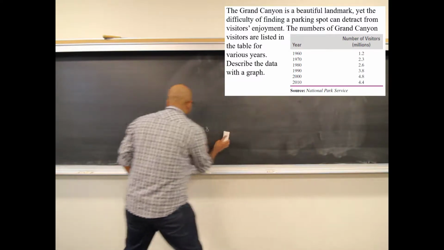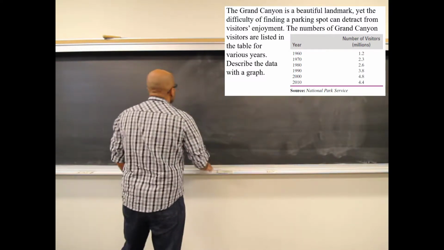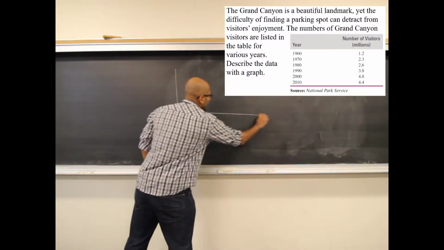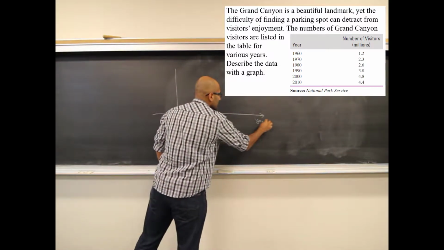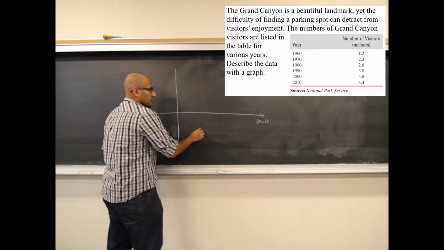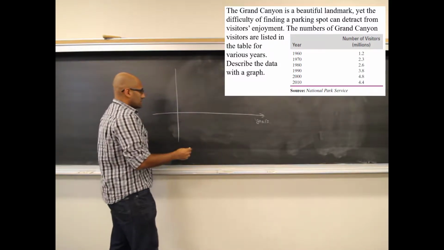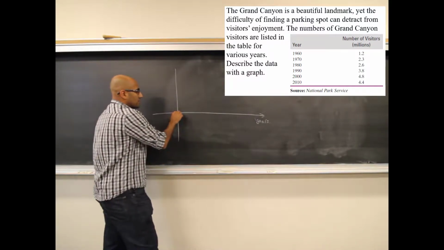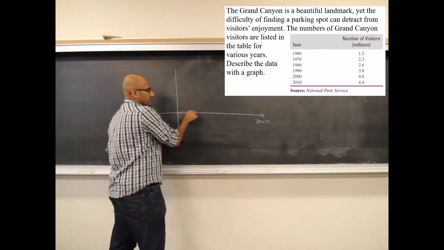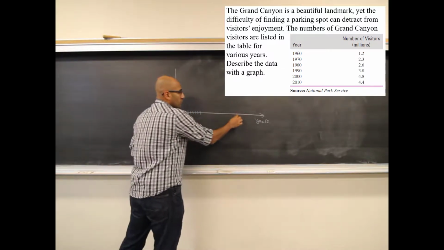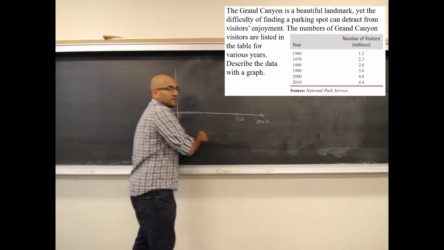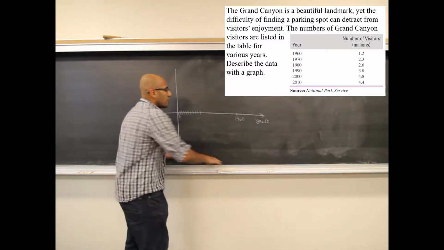Because if we leave it the way it is, we run into some issues. How are we going to scale, how are we going to graph that? If we put years here, where do we put the year 1960? Are we going to count from 0, 1, 2, 3, 4, 5, 6, 7, 8, 9, 10, all the way out to 1,960? That's pretty ugly.